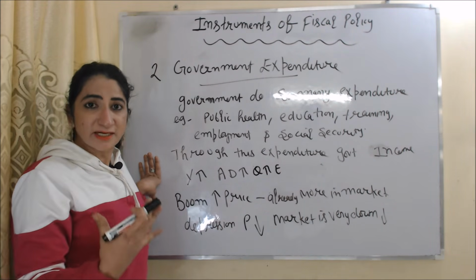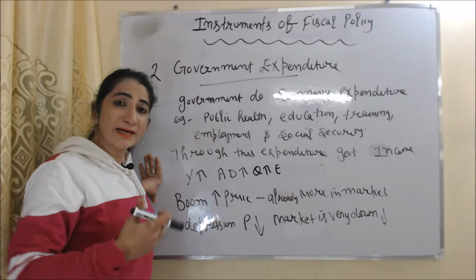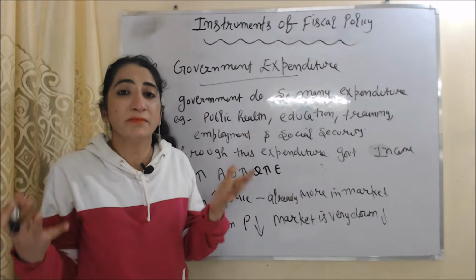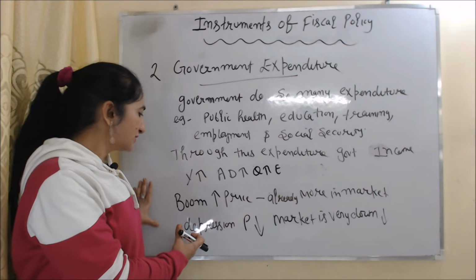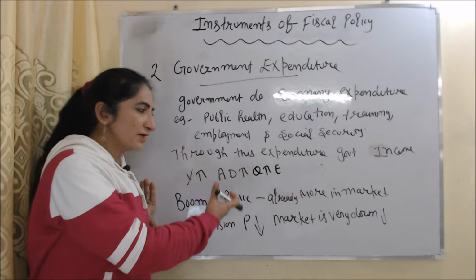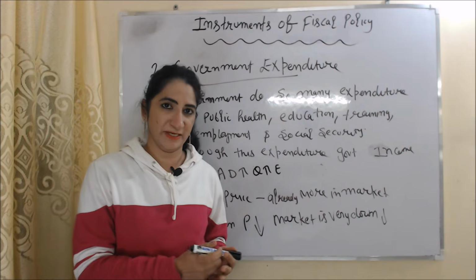But government changes its expenditure according to the situation of the market. For example, in case of boom, prices are very high. There is already so much money in the market. In this time period, government reduces its expenditure. On the other hand, during depression, prices are very low, the market is very down. At this time period, government increases its expenditure.